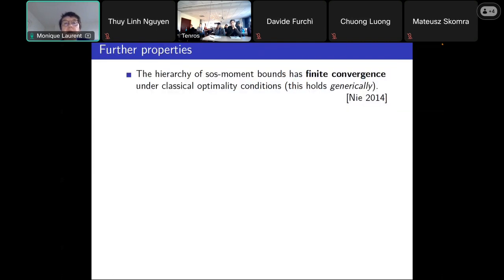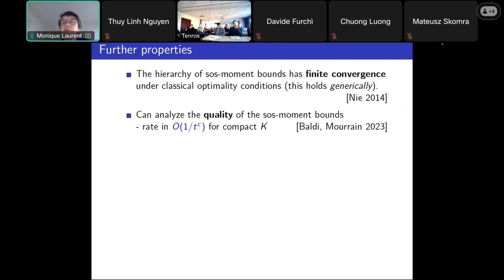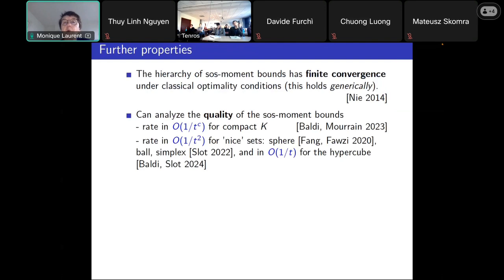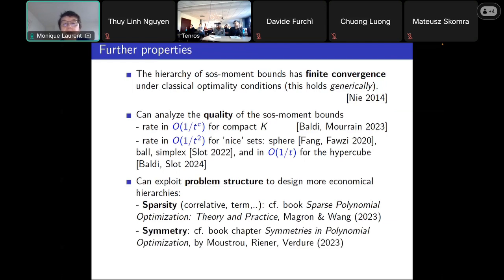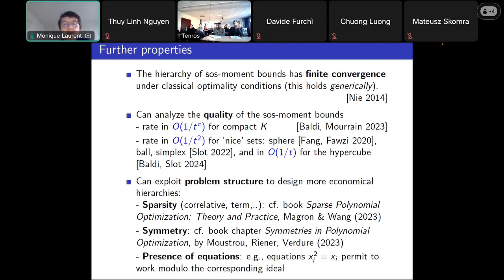Okay, maybe I flash quickly through a number of things. There are a lot of things one could say about this hierarchy, for instance that finite convergence holds generically. There is a lot of research on the quality of the bounds, and one can exploit problem structure to design more economical hierarchies: exploit sparsity, exploit symmetry, or exploit the presence of equations. I flash quickly because the slides are available.